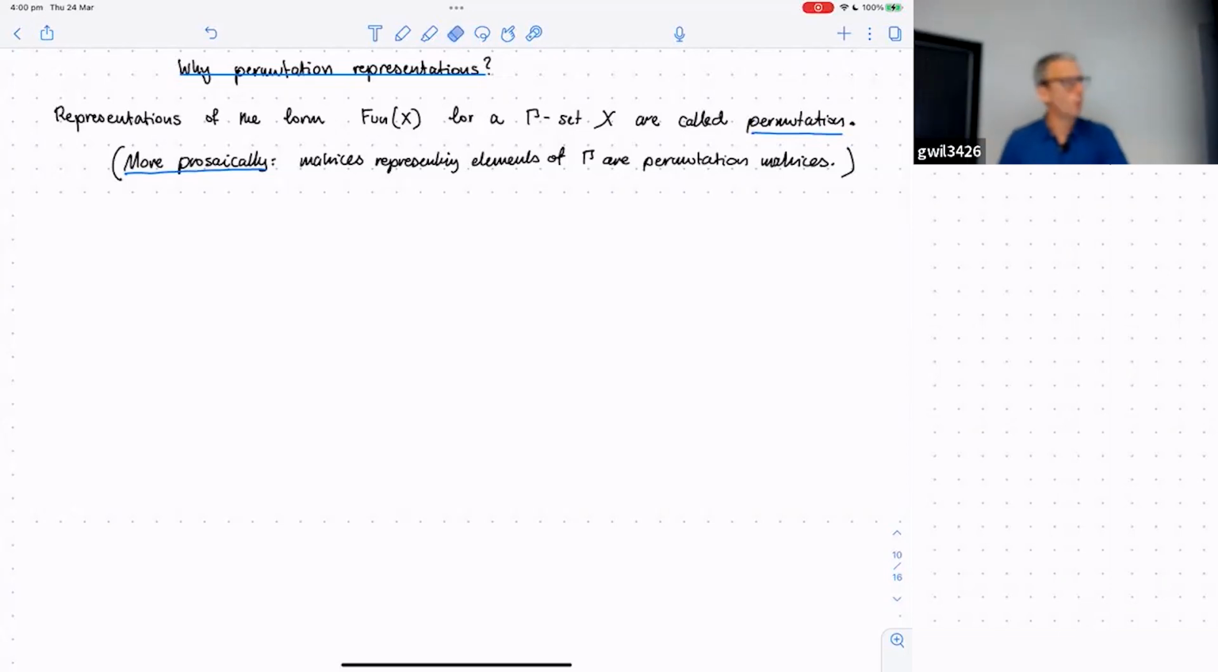So one question that is very natural to ask as a representation theorist is why. If you take functions on a set, on a gamma set, this is called a permutation representation. And it's called a permutation representation because if you look at the matrices that represent your elements, they're permutation matrices.